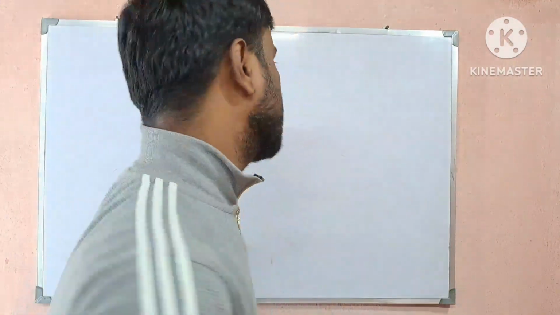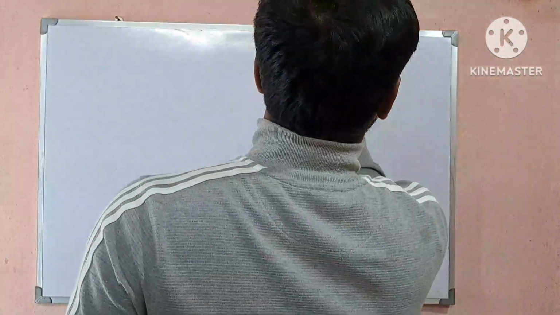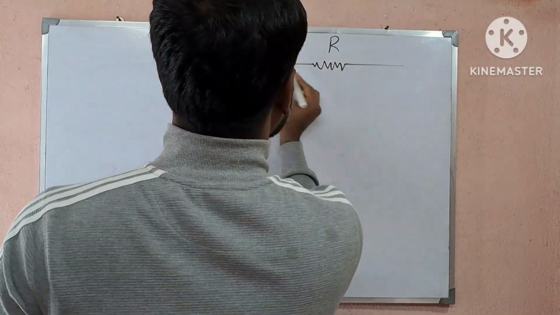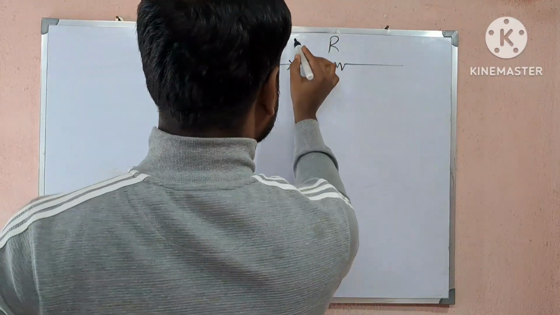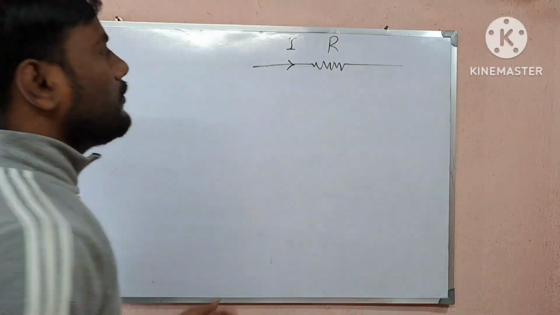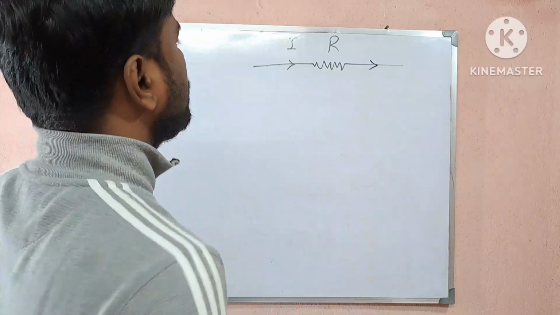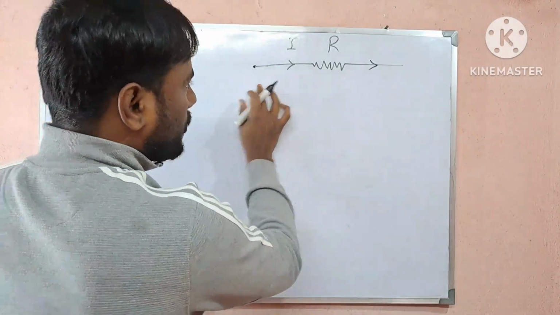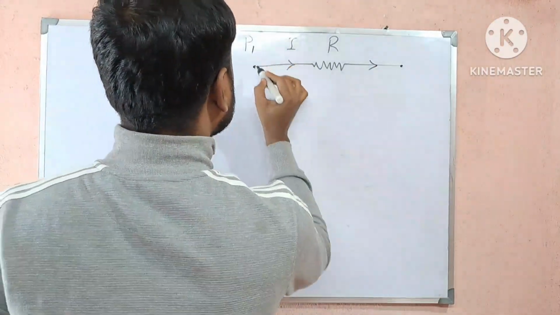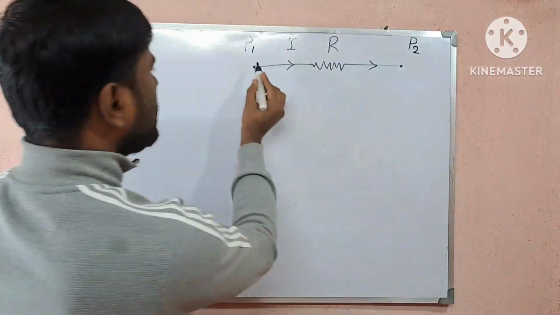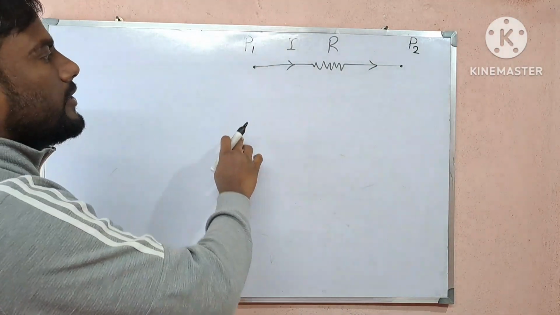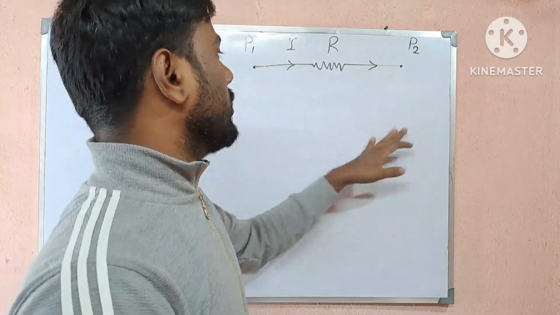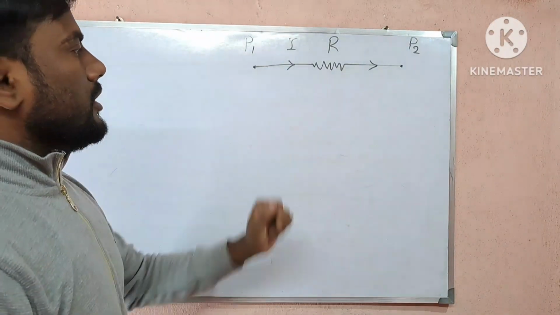So what are the conventions here? Let's say this one is a resistor R and current is flowing in this direction. Now for a resistor there is no sign of polarity, that means there is no particular positive end or no particular negative end. So let's say here current is flowing in this direction. So we all know current flows from higher potential to lower potential. If that point is P1 and that point is P2, definitely the potential of the point P1 is more than that of the point P2, because current flows from higher potential to lower potential.